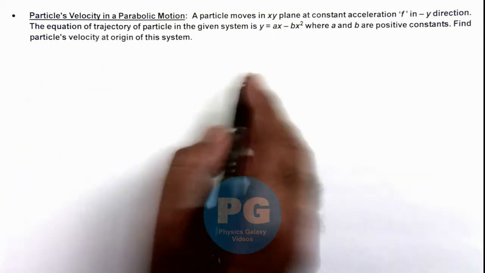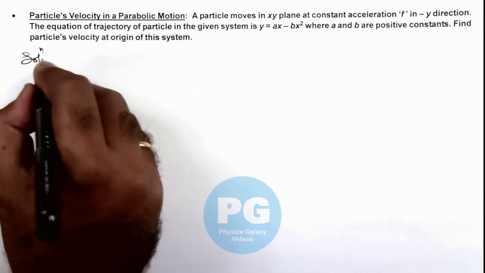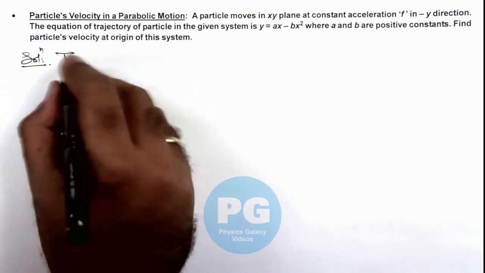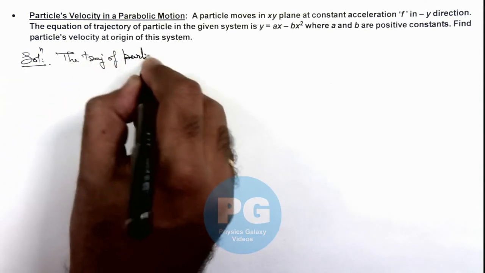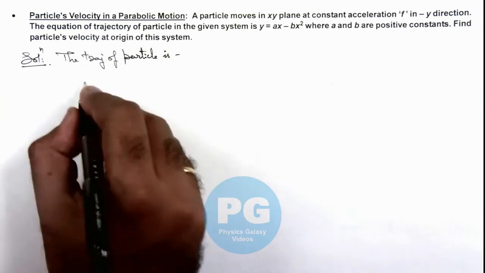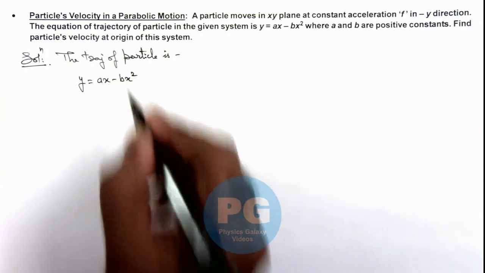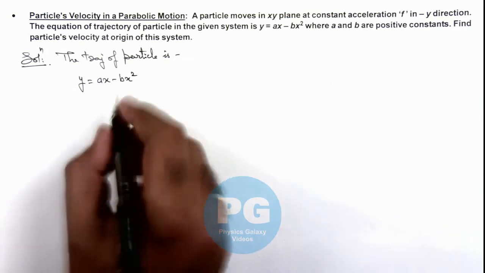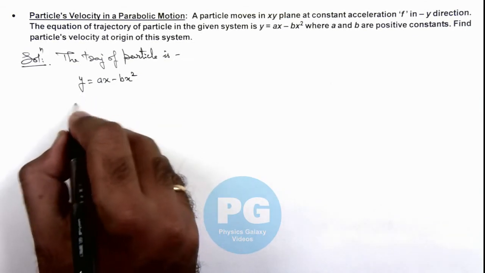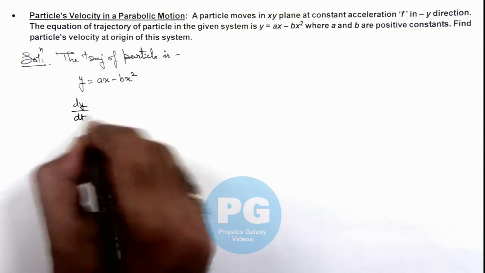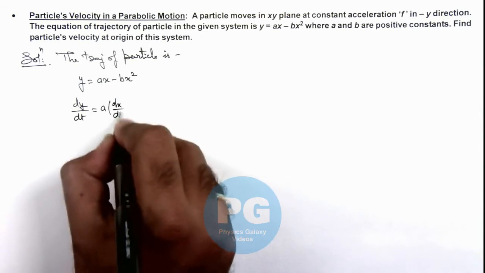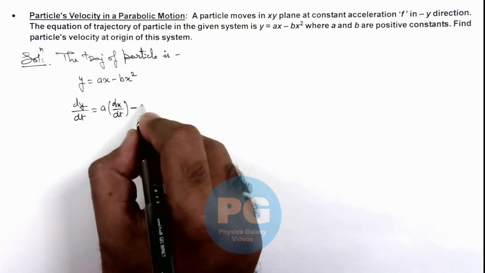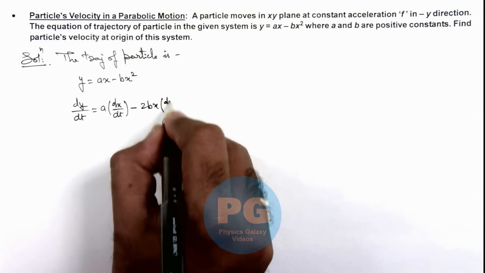system. Now here we can write in the solution, the trajectory of the particle is y = ax − bx². And in this situation, if we differentiate it with respect to time, you can see we are getting dy/dt = a dx/dt minus 2bx dx/dt.